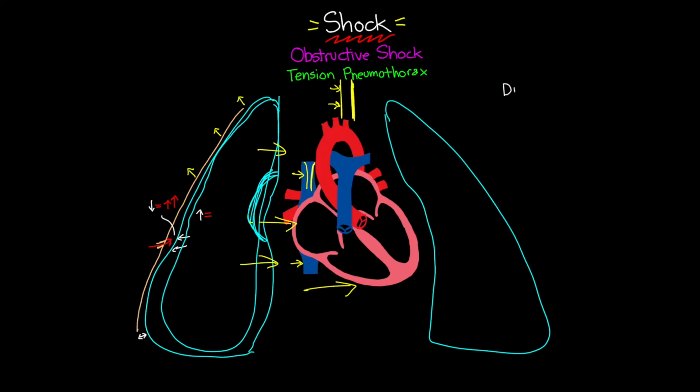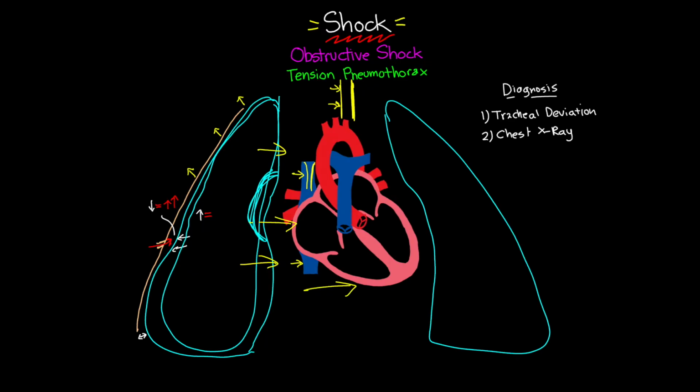So in order to diagnose this, there's really two main things that you're going to look for. The first is going to be that tracheal deviation. And it's important to note that this is away from the side that the tension is developing on. And the second is going to be a chest x-ray. And in the case of a tension pneumothorax, it's going to be very obvious because you're going to have nothing but black space where the lung should be on the side that's affected.